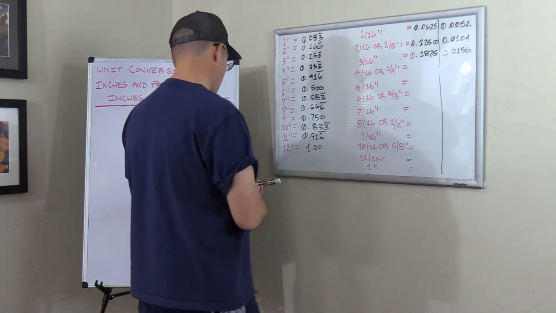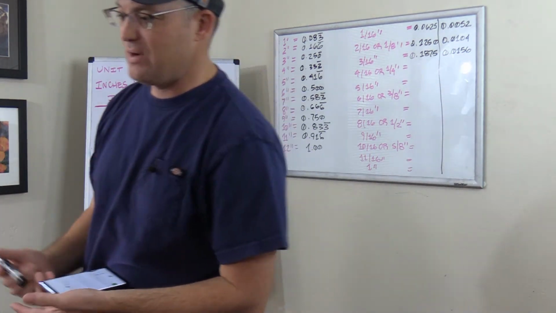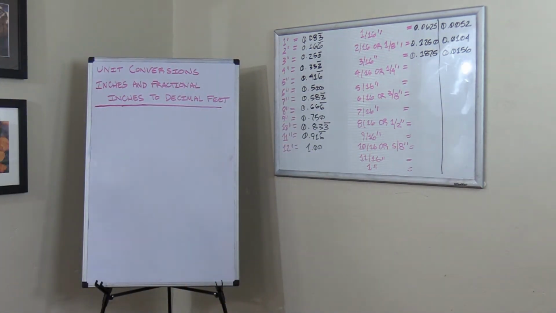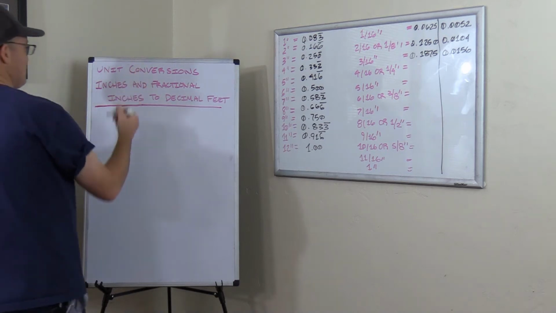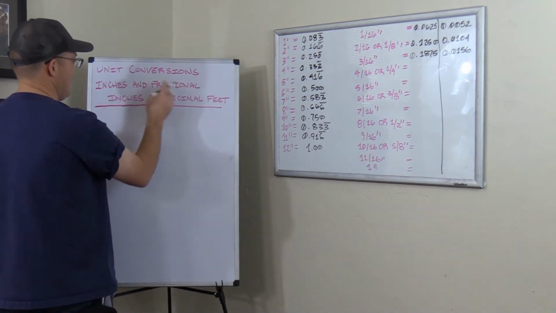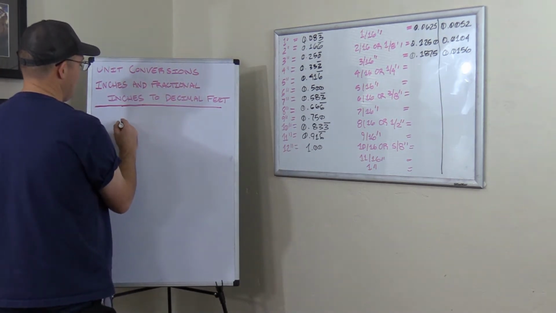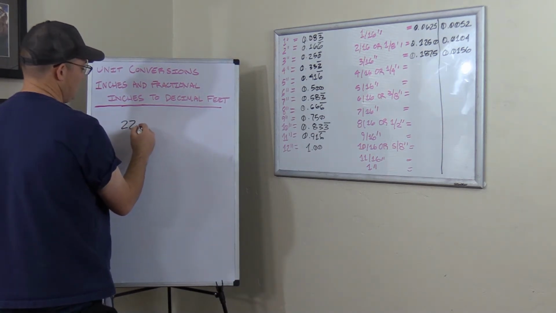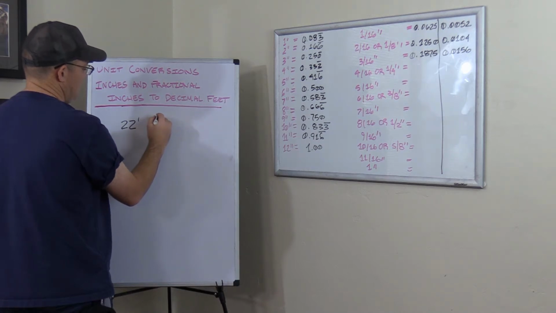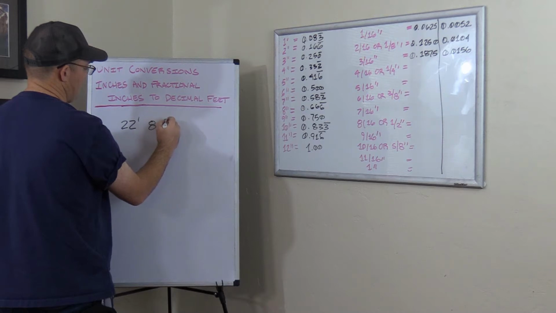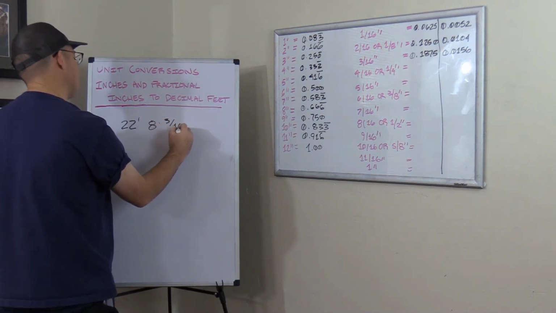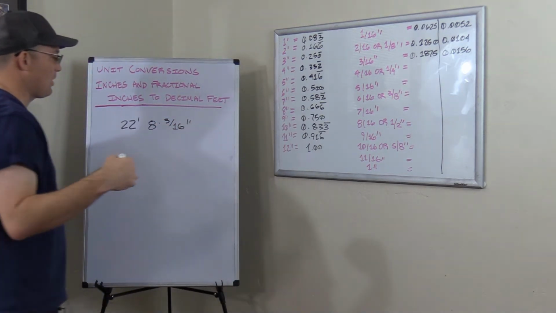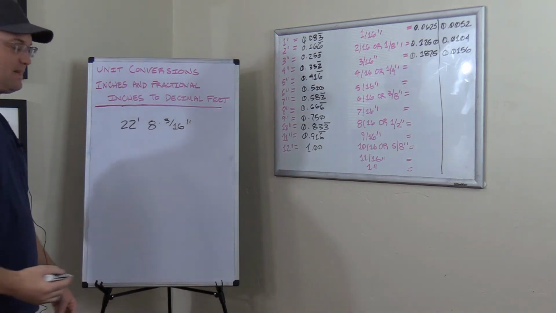Okay, let me just give you one other quick example of that. Let's just say we have a value given to us in inches and fractional inches. Somebody tells us that a beam in a building is 22 feet, 8 and 3/16 inches. Okay, we want to know, how do we convert that to decimal feet?